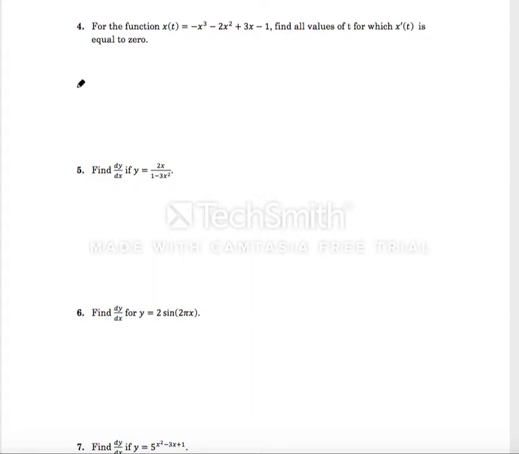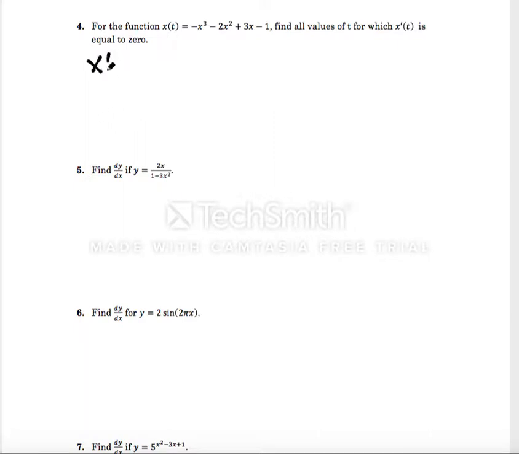Here's part 2 of our calculus summer survey. These are questions number 4 through 7, or the second page. Starting with number 4, we see that you have a function of x with respect to time, and I want to find all the values of t for which x prime of t is equal to 0. So first, I need to find x prime of t.